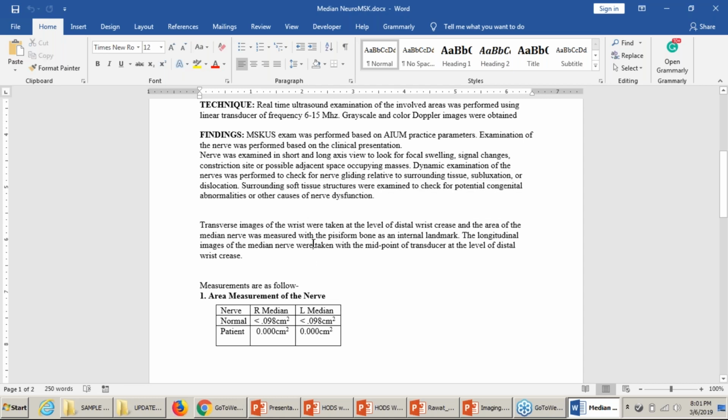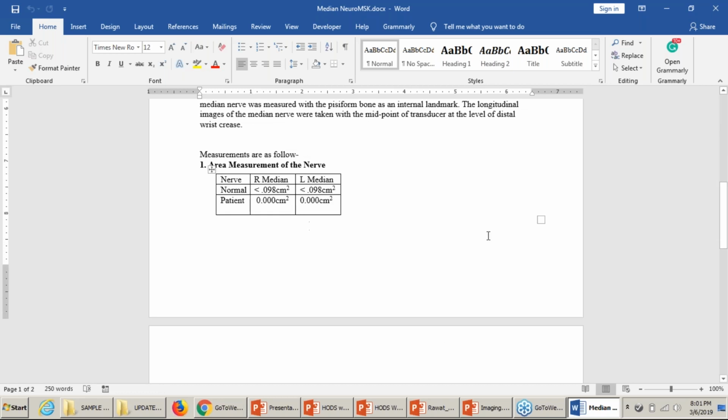Then you mention where you imaged that nerve. So for median nerve, we image the nerve at the level of wrist or distal wrist crease, and we also follow it a little bit into the palm area. But that's the area where the cross-sectional area measurements are standardized. So you write what the cross-sectional area is. If you are doing ratio, wrist to forearm ratio, or any other measurement, you are free to use those measurements. You can include that here.